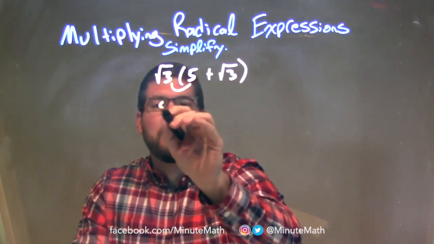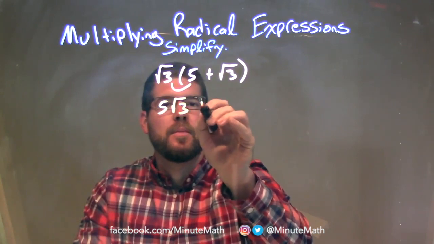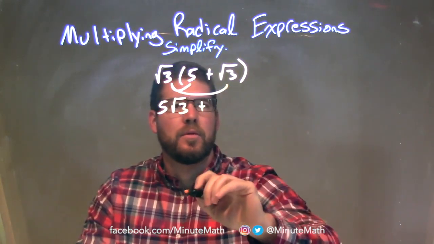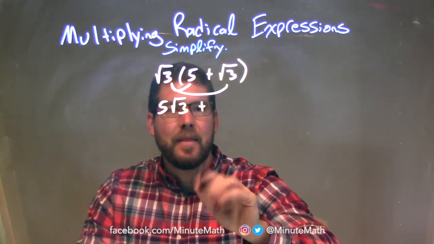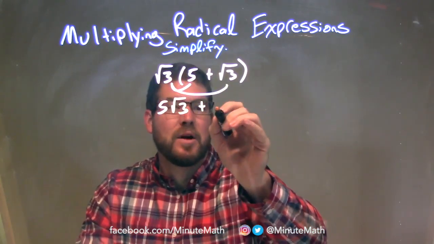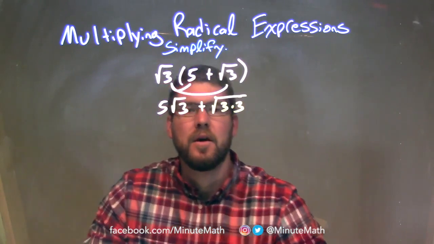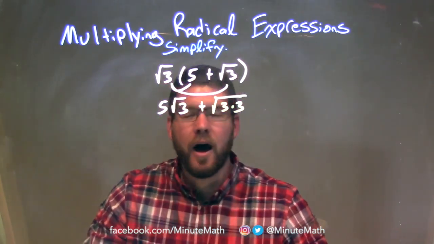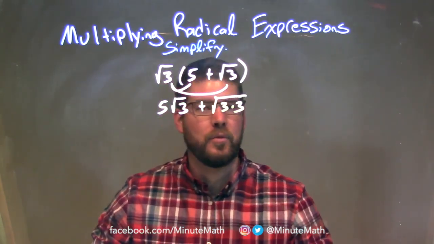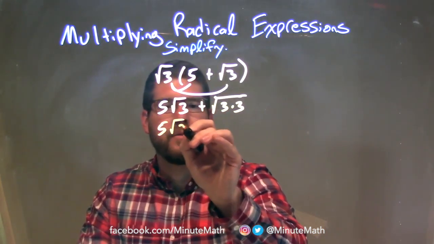So square root of 3 times 5 is 5 times the square root of 3, plus square root of 3 times the square root of 3. Well, we can combine that to be one big square root, and that's square root of 3 times 3. Okay? Well, if we look at it, there are a few ways you can simplify it. 3 times 3 is 9, so we have 5 times the square root of 3.